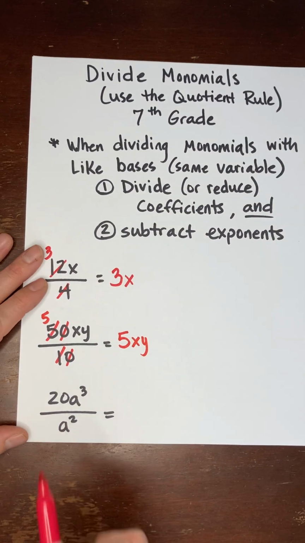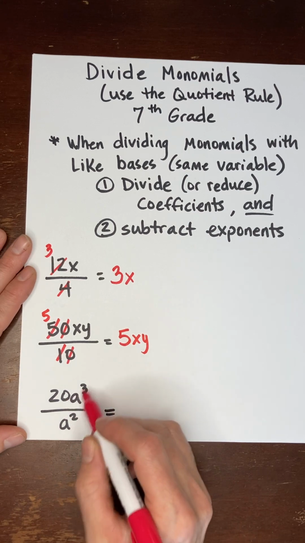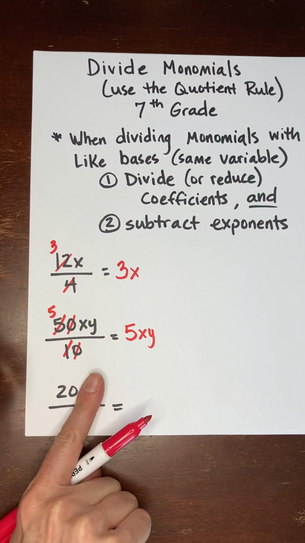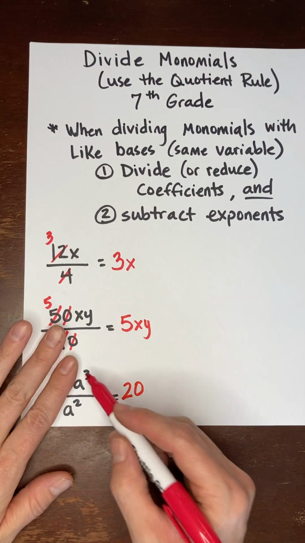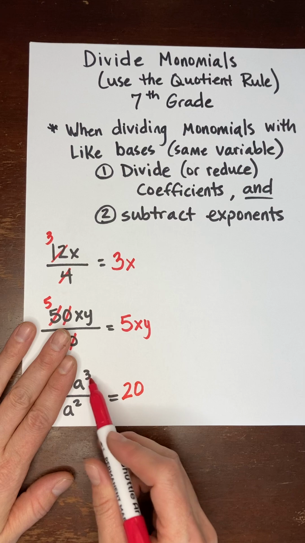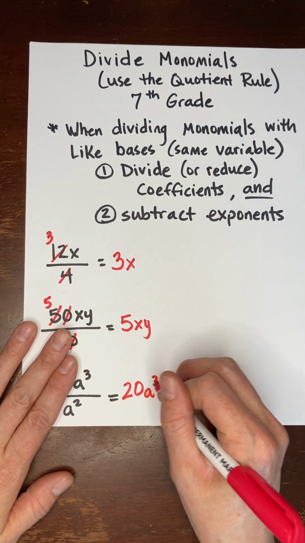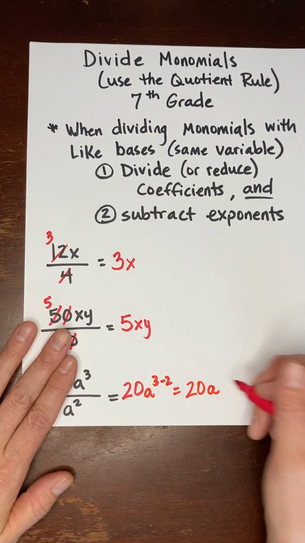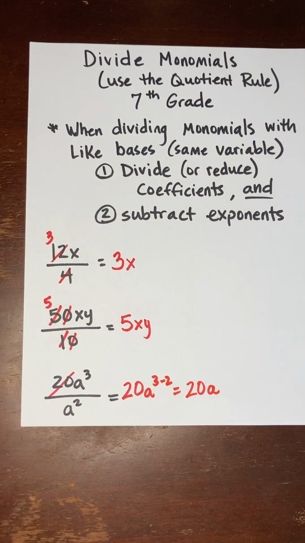Okay. Now, let's get some variables in the bottom. Okay, we have 20a cubed divided by a squared. So if we got rid of the a's, I would just have 20 divided by 1. Well, 20 divided by 1 is just 20. Okay, now I have a cubed divided by a squared. And if you watch the quotient rule video, you'll see why we can subtract those exponents. So 3 minus 2, so I have a to the 3 minus 2, which is 1. So I have 20a to the 1, but do I need to write a 1? No, I don't. It's just assumed to be 1 if there's no exponent there.